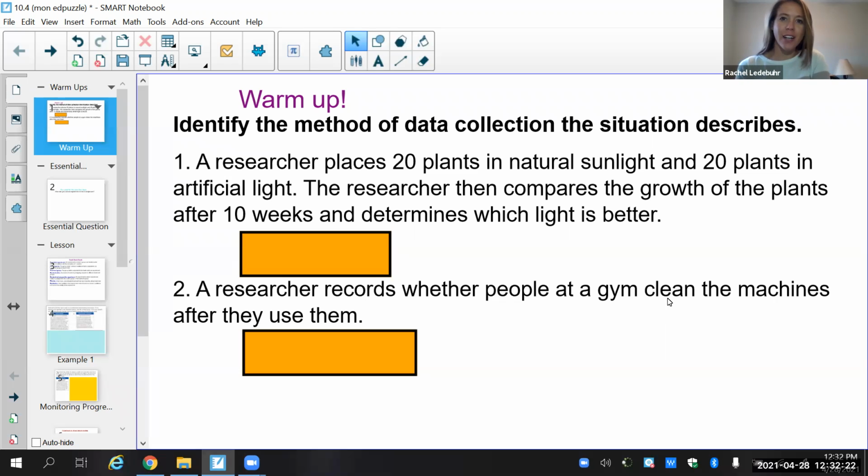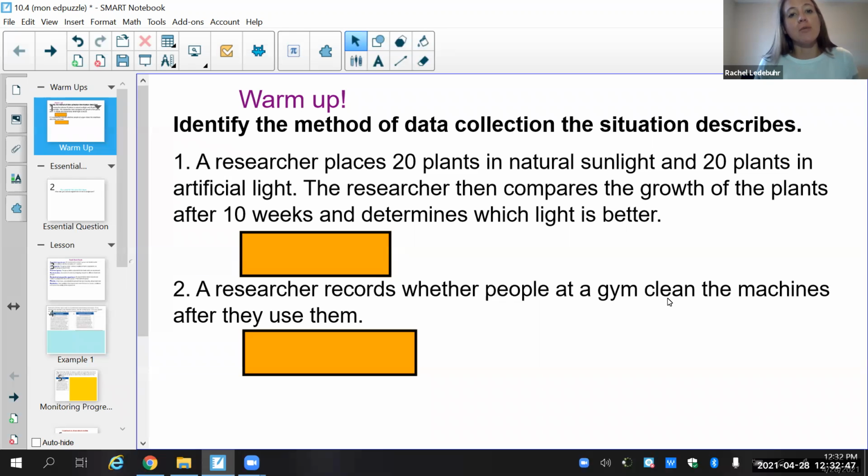But we are going to move on with our next section in our stats unit, 10.4. But before we do, let's make sure we're okay with some of the things we discussed in 10.3. So I want you to warm up your brains a little bit and identify the method of data collection the situation describes. Look back at your notes and look back through all of the different methods that we discussed.